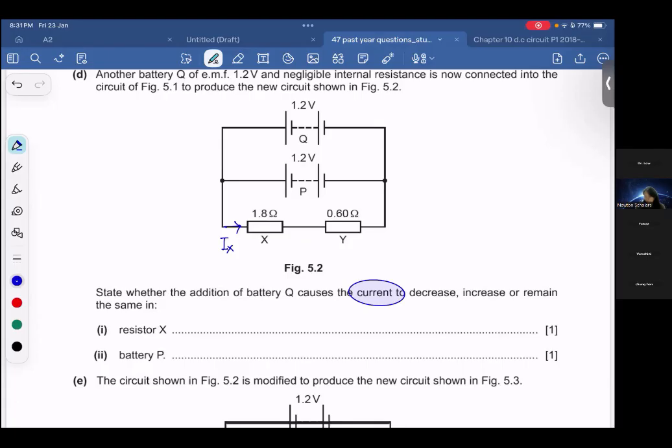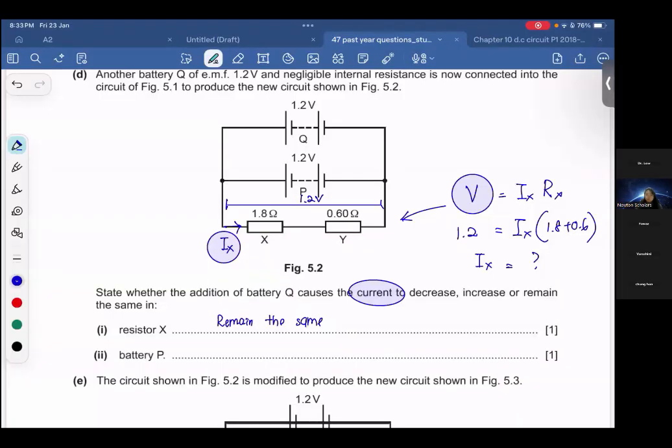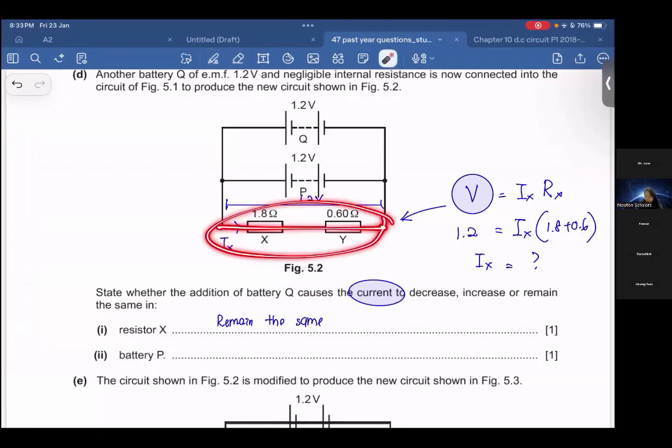My answer is no change. It will remain the same. So your Ix here, any changes? No changes. For your Ix here, dear, I repeat one more time. We think about this voltage. This voltage will still receive 1.2 volt.